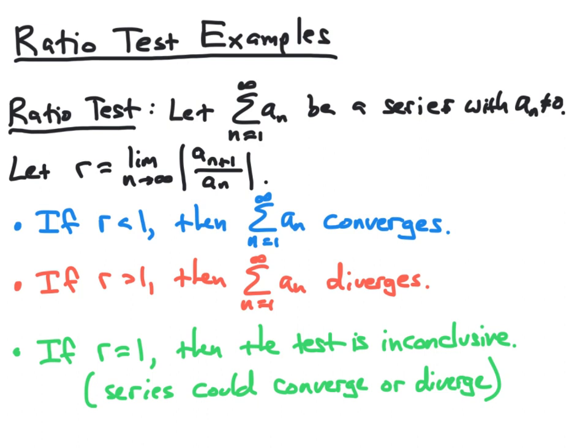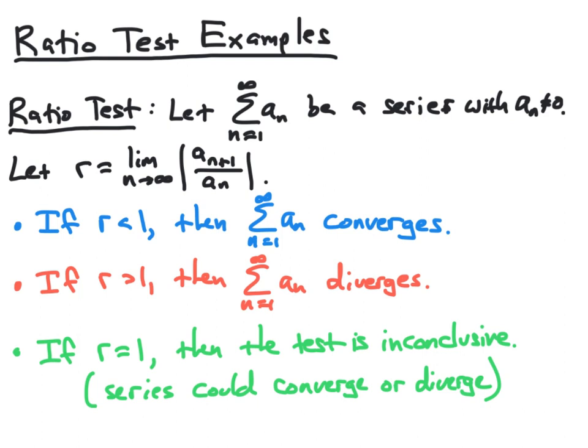If our limit r is less than 1, then the series will converge. If our limit r is greater than 1, then our series will diverge. And if our limit is exactly equal to 1, then the test is actually inconclusive. There are examples where the limit will be 1 and the series converges, and there are examples where the limit is 1 and the series diverges. And this means we're going to need to use a different test in order to analyze our series. So maybe use a comparison test or an integral test or some other test other than the ratio test.